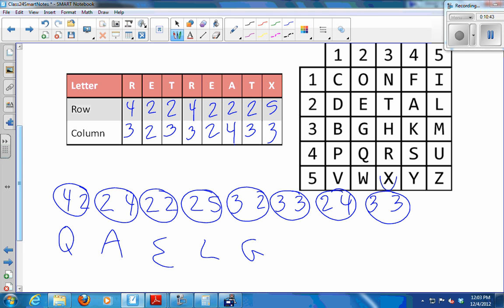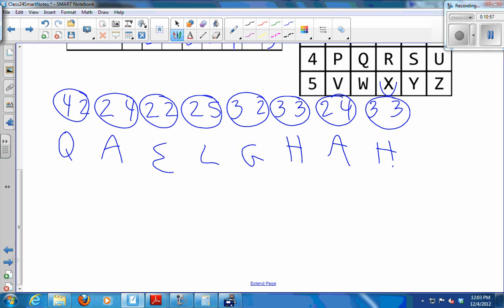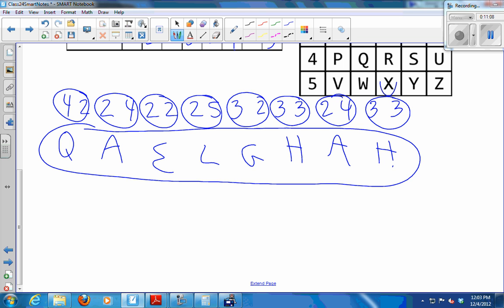Okay, so 3-3 is H. 2-4 is A. And 3-3 is H. So this is my encrypted message. Doesn't make any sense at all. Looks like junk. That's the idea. Looks like junk with the numbers. That's not code right there. Right. So there's my encrypted message.